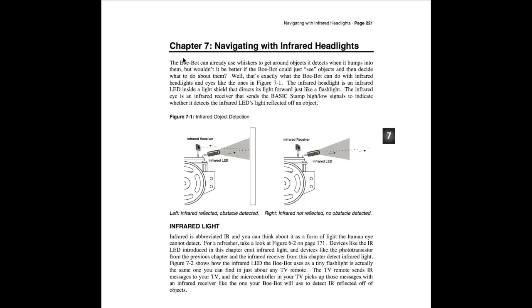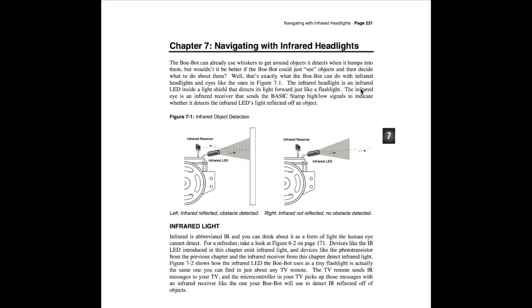Chapter 7, Navigating with Infrared Headlights. The Bobot can already use whiskers to get around objects it detects when it bumps into them. But wouldn't it be better if the Bobot could just see objects and then decide what to do about them? Well, that's exactly what the Bobot can do with infrared headlights and eyes like the ones in Figure 7.1.